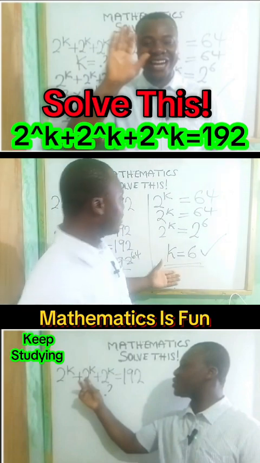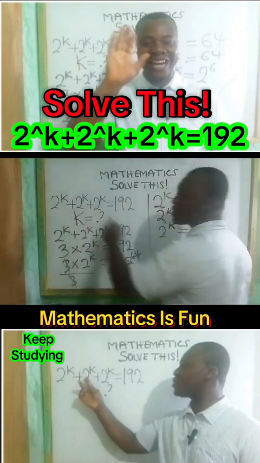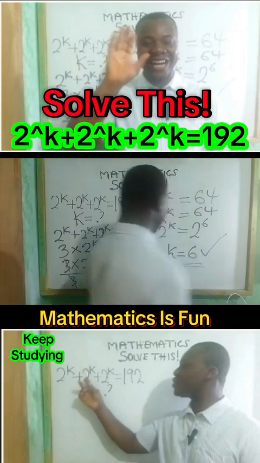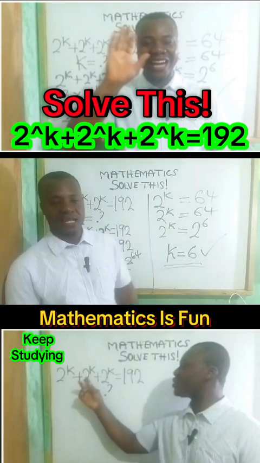So at the end of it all, with this expression, 2 raised to the power k plus 2 raised to the power k plus 2 raised to the power k equal to 192, our final answer is k equal to 6.